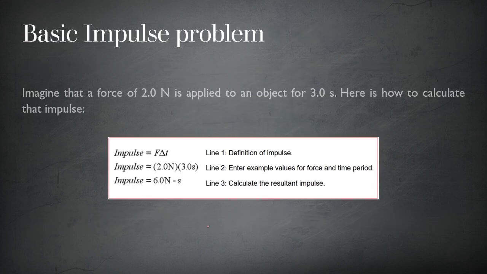Let's take a look at a simple problem. This is a basic impulse problem. Imagine that a force of 2 newtons is applied to an object for 3 seconds. Here is how to calculate that impulse. Impulse is force multiplied by the change in time. Given a 2 newton force multiplied by a 3 second change, from 0 to 3 seconds, you will get 6 newton seconds.